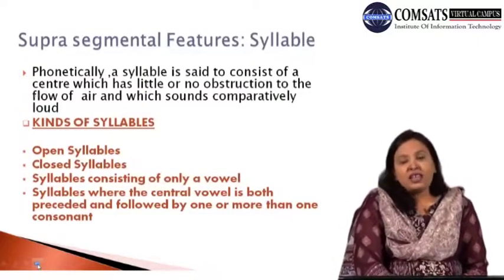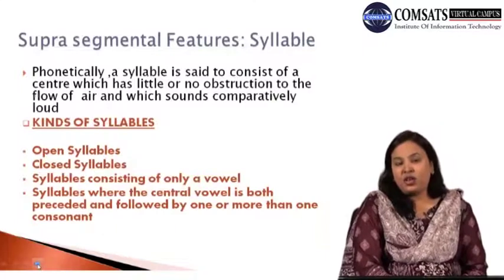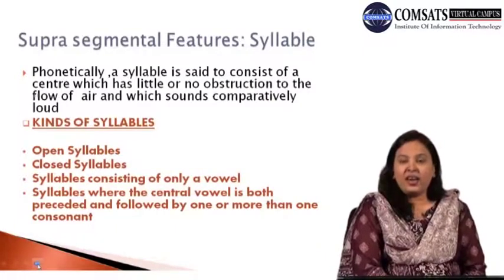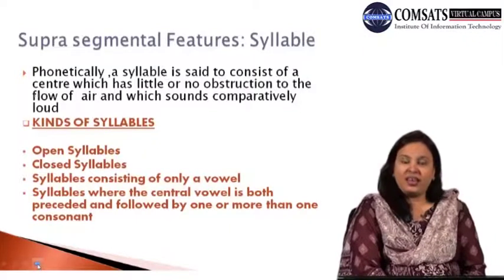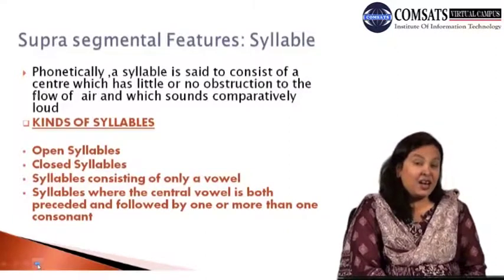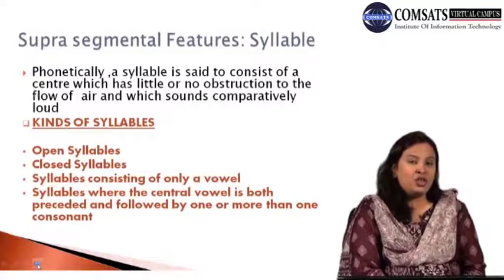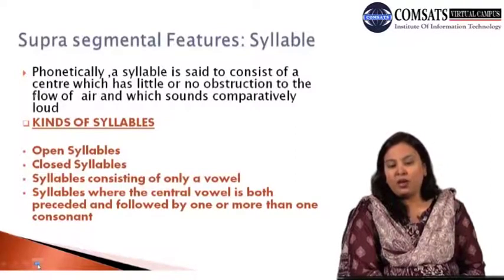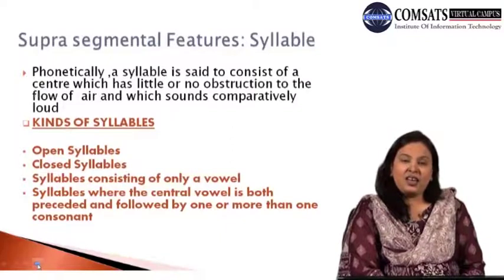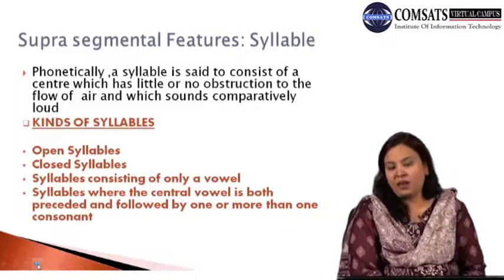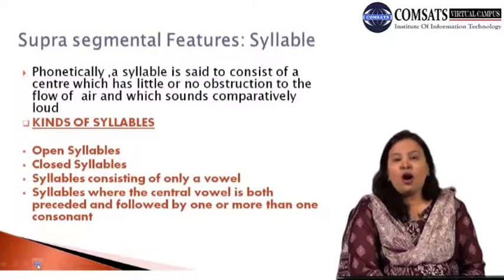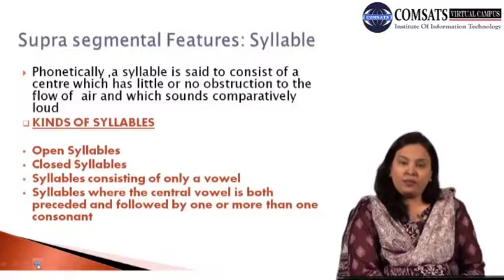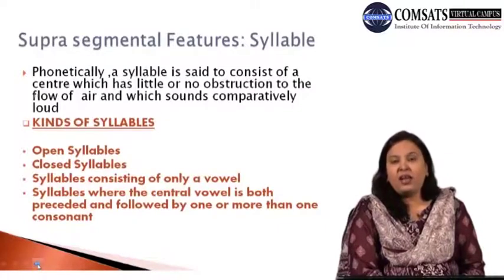Now, as I told you, phonetic representation is important for phonetically dividing a syllable. So phonetically a syllable is said to consist of a center. As I have mentioned before, a syllable has 3 positions: the onset, the beginning part, the peak, the middle one, and then the coda, that is the ending or termination part. So a syllable has a center, which is the most important part of a syllable, and which has little or no obstruction to the flow of air, and which sounds comparatively loud.